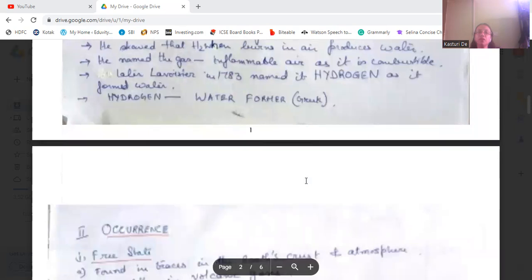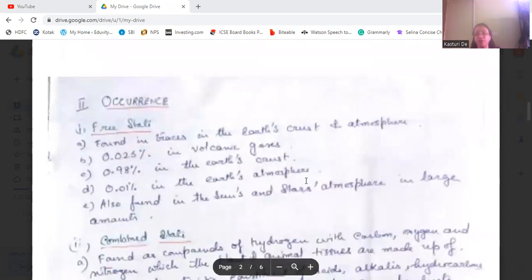Next, we come to occurrence. In the free state, it is found in traces in the Earth's crust and atmosphere. In the volcanic gases, it is found as 0.025%. In the Earth's crust, it is found as 0.98%. In the Earth's atmosphere, it is found as 0.01%. It is also found in large amounts in the sun's and the stars' atmosphere.